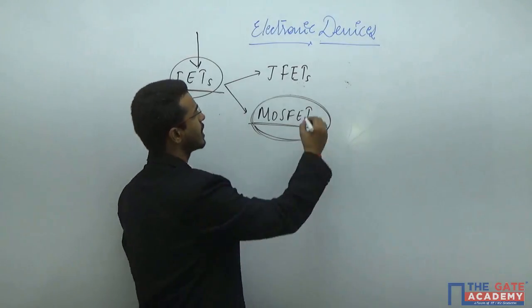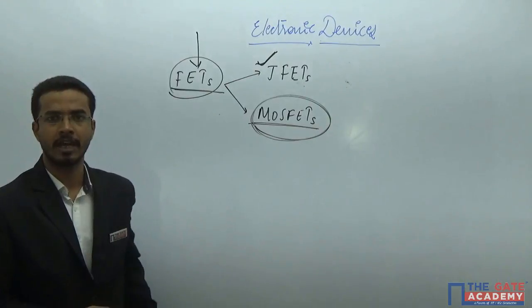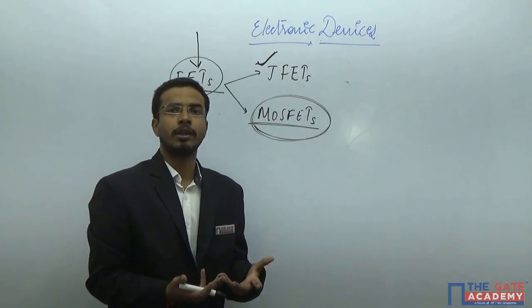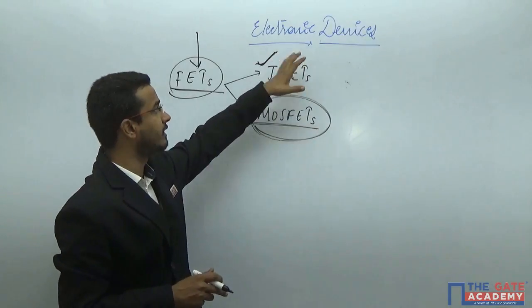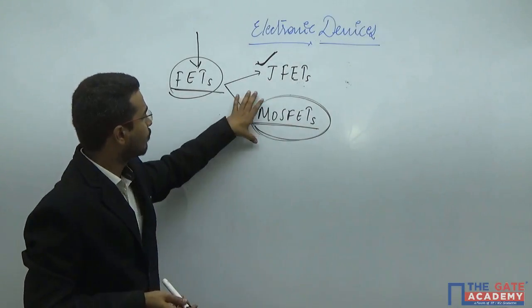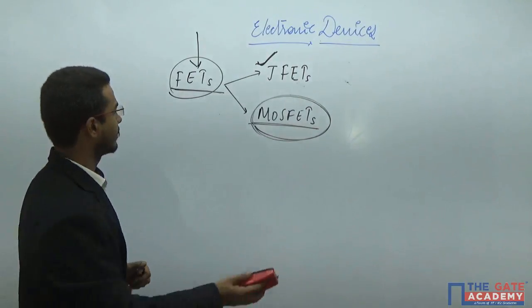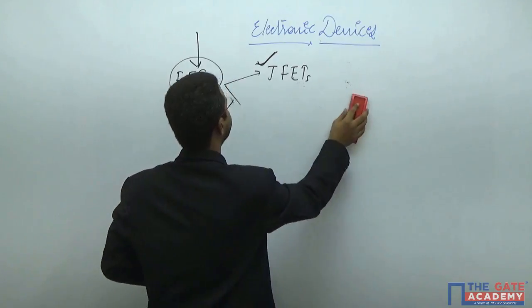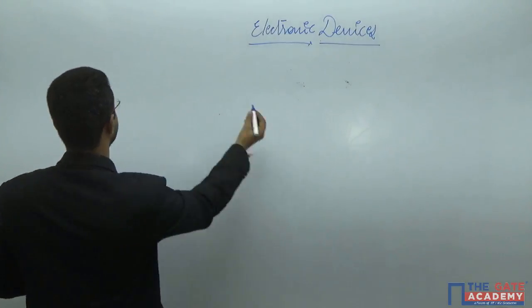And the JFET is a junction field effect transistor, where we will use the theory of the PN junction to achieve something, which we will discuss in detail in this class, because this class is strictly for the JFETs. For the MOSFET, we will do a separate class. But here we are only discussing the JFET, the junction field effect transistor.